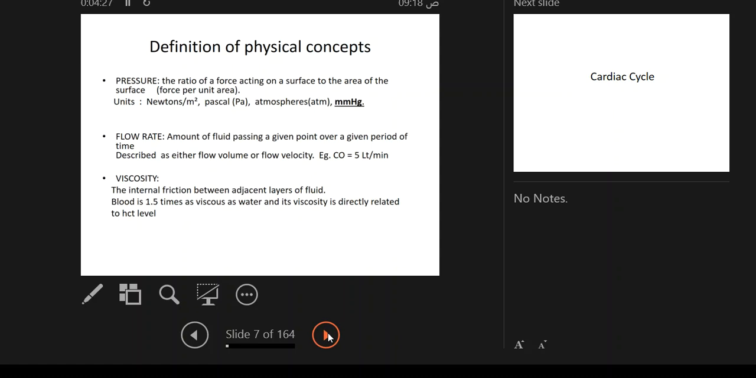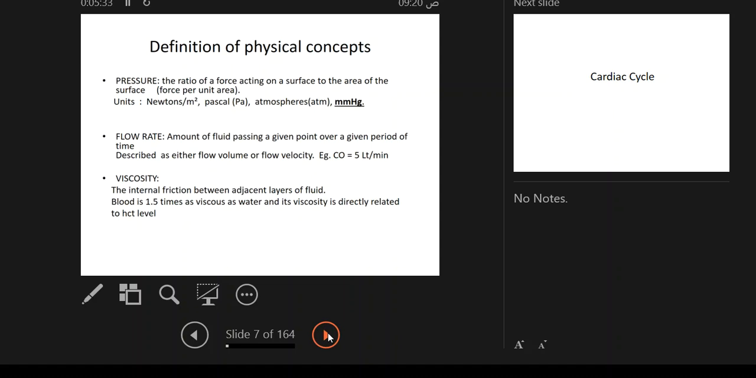Now the physical concepts. We need to know certain definitions like pressure, flow rate, and viscosity. So pressure is the ratio of a force acting on a surface to the area of that surface. For example, why is a camel's foot wide? So that he can walk in the sand. A horse, for example, will sink more into the sand than a camel, but that's why the camel is made to live in the desert. Same with the elephant, which is very heavy, and of course we don't want him to sink into the mud, where he usually lives. Because he's so heavy, he needs a big surface area, so this force is the pressure.